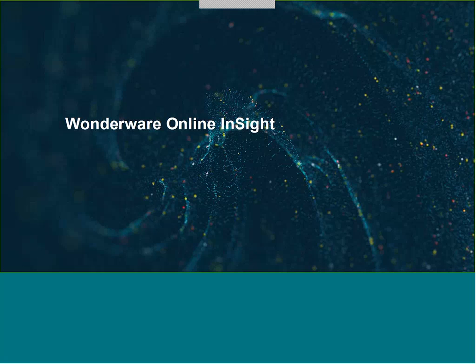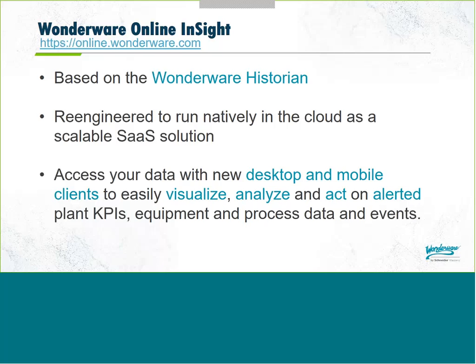So to begin, Wonderware Online InSight is a cloud-based solution to access your operational data. At its core, it's about keeping things simple and polished. We have customers that have literally started from scratch, and they have solutions up and running, collecting data and building reports within minutes. Wonderware Online InSight is based on our Historian products. It's engineered to run as a scalable SaaS solution that allows you to visualize, organize, and monitor your data to be accessed from literally anywhere.